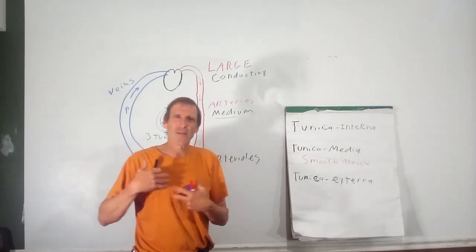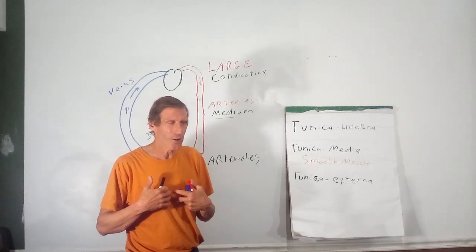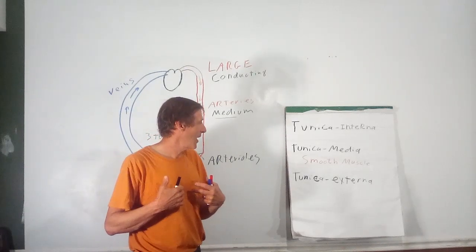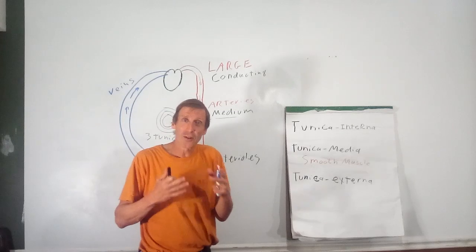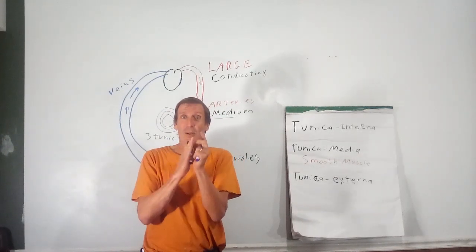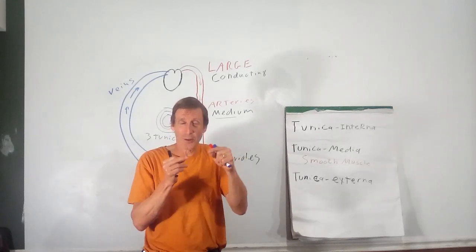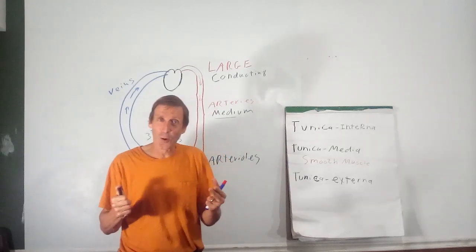Tunica externa may also have nerves running through it that go to the smooth muscle in the larger arteries and the medium-sized arteries. It may also have blood vessels running through it, just like the coronary arteries. Large arteries like the aorta, the walls are too thick to allow the oxygen to diffuse out and supply the cells. So they have their own sort of circulatory system. The term is vasa vasorum.